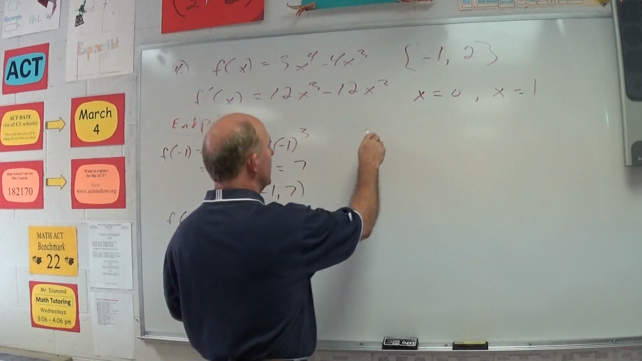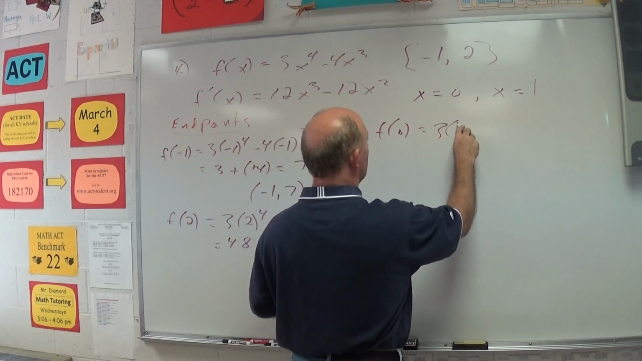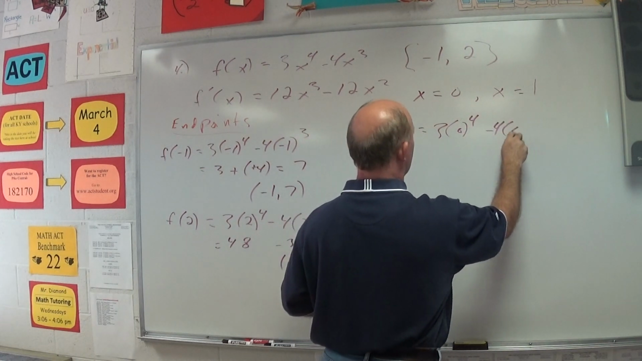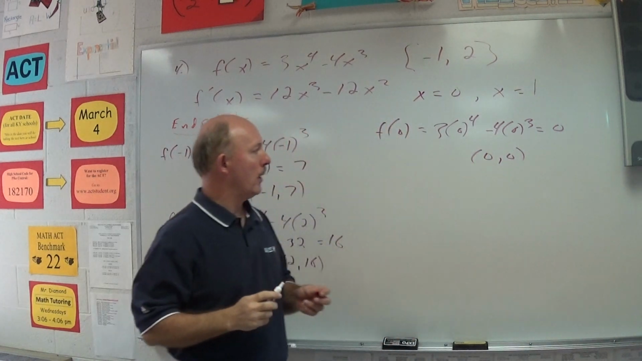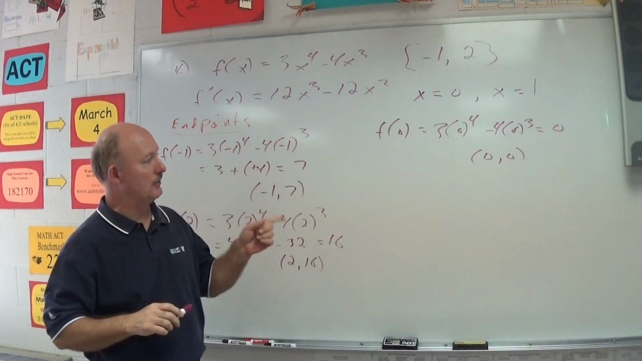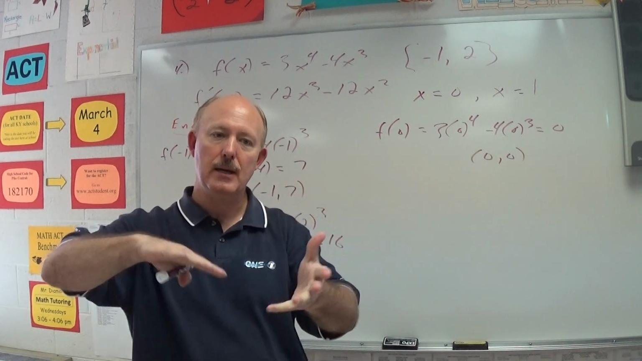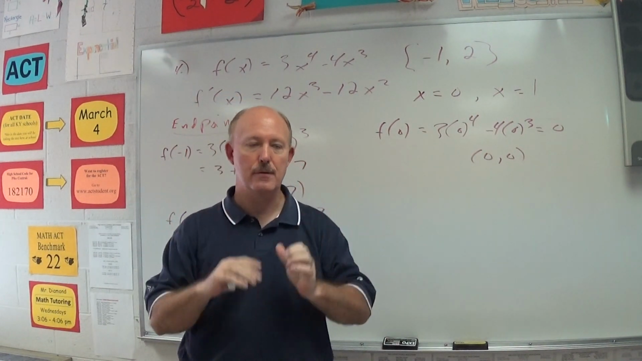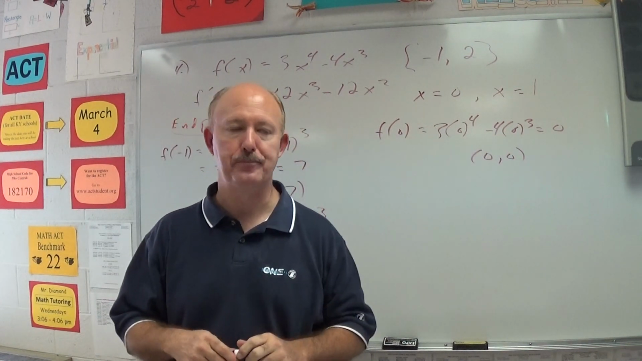Let's do the 0 first. So the function at 0 would be 3 times 0 to the 4th minus 4 times 0 cubed, which is 0. So one critical point will be at (0, 0). So that's the actual location of the critical point within the interior of the function. So there would be a horizontal tangent line at the point (0, 0).